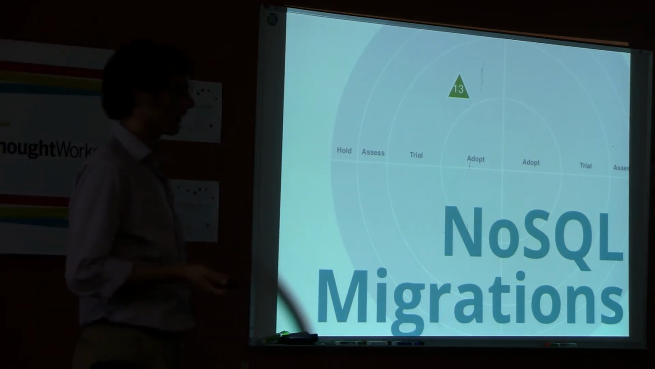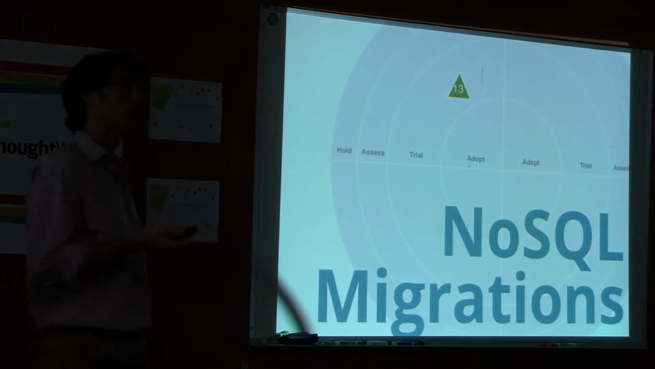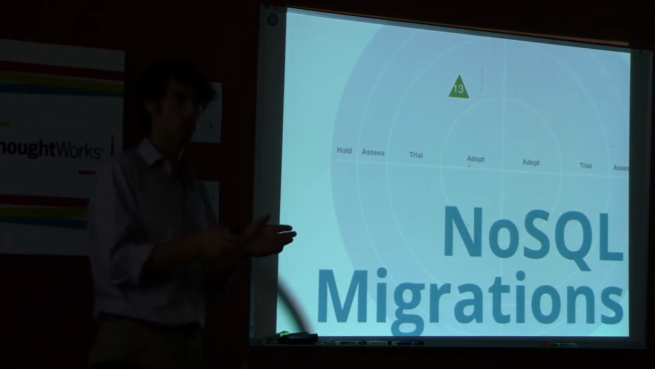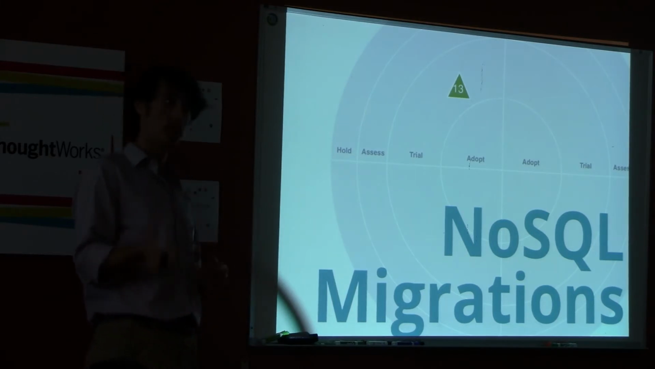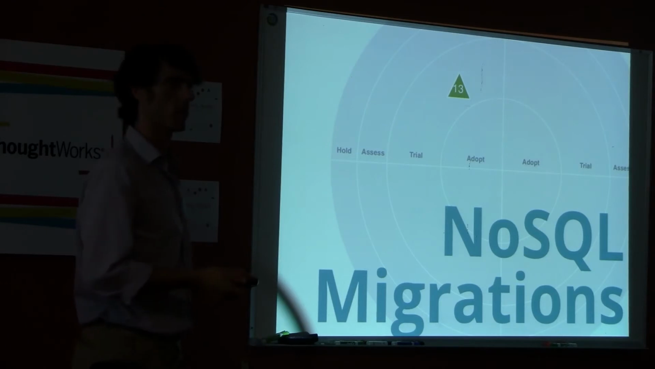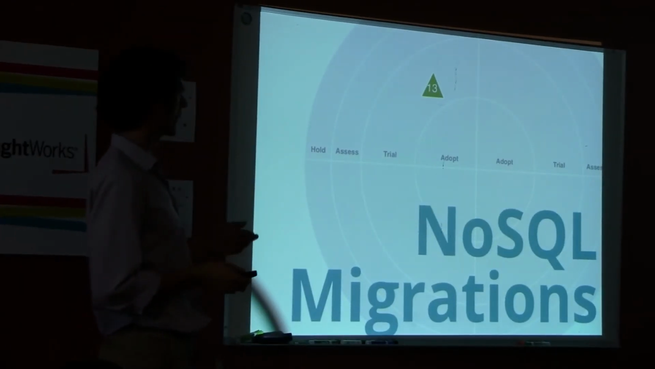So NoSQL migrations. Interestingly, Mongo was in the adopt ring. I could argue with that. Actually, as Badri mentioned, we say adopt when we think that something is really fit for its purpose. And in Mongo's case, I think it is fit for some purposes, but still there is that sense of we're promoting it. And I think that Mongo is still a fairly sharp knife. And we have to be careful because you can cut yourself.